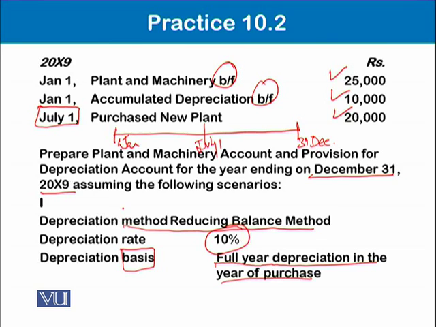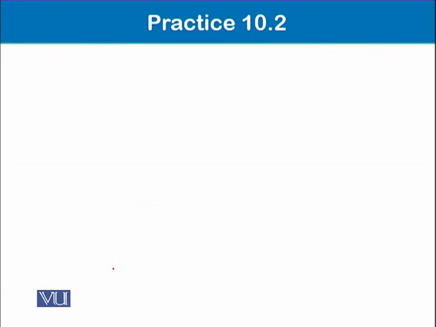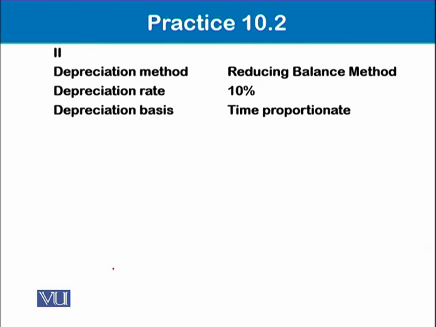Always remember that while doing a depreciation question, these three things should be extracted: method, rate, and basis. Well, in the second scenario: method, rate, and basis. The method is again reducing balance, the rate is 10%, and now we are using the time proportionate basis.